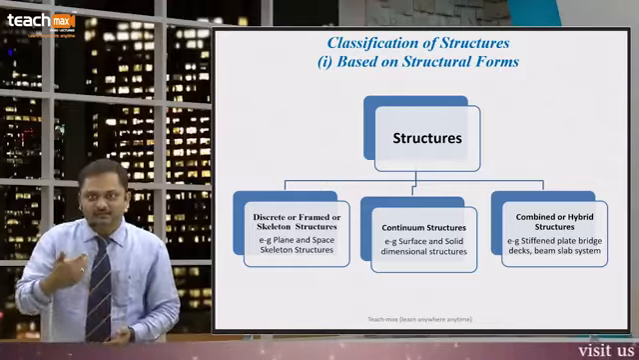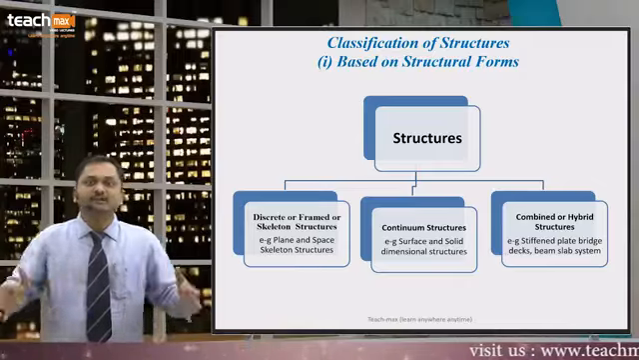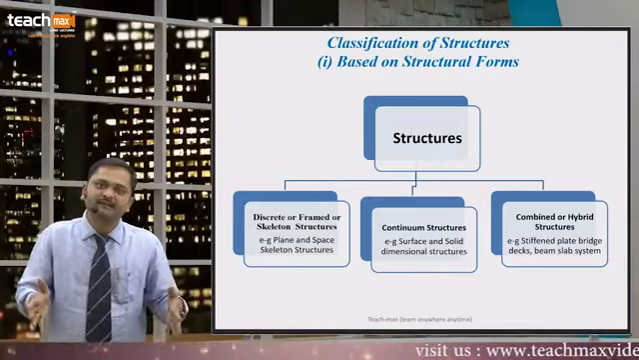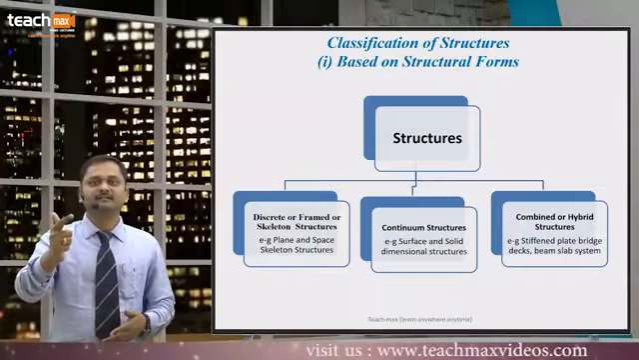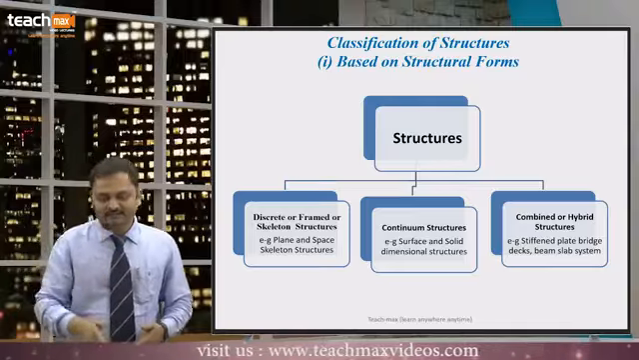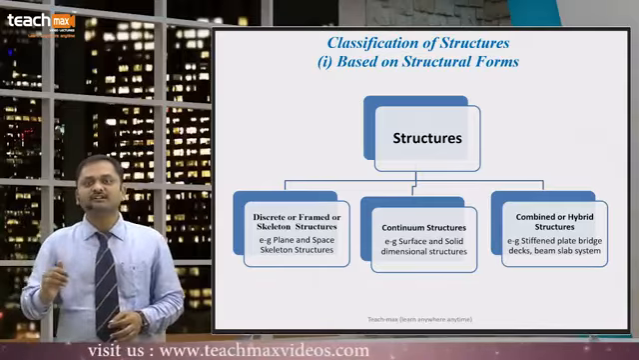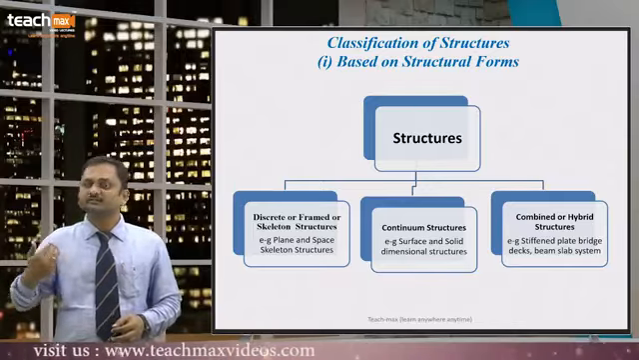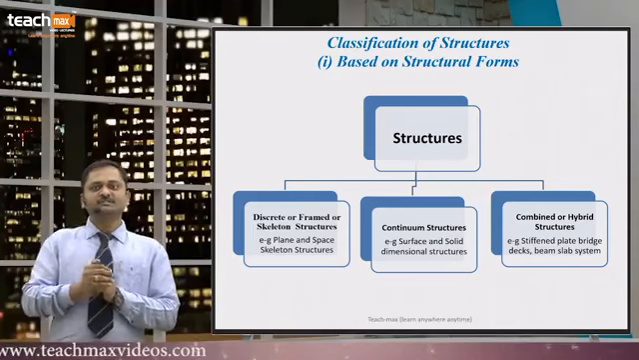And the second, the continuum structure, includes surface and solid, meaning two dimensions are very large, predominant compared to the third dimension. Best examples: plate, shell, dome, grid, slab. All these are examples of surface or solid structures. Also, continuum structures we can categorize into 3D also. 2D and 3D come under continuum structures only.